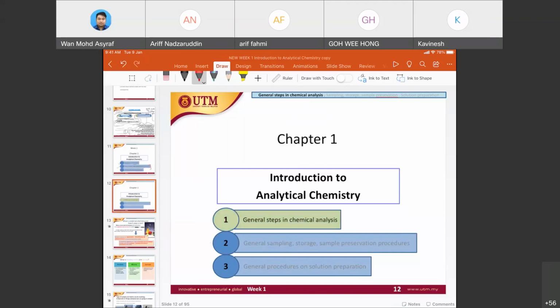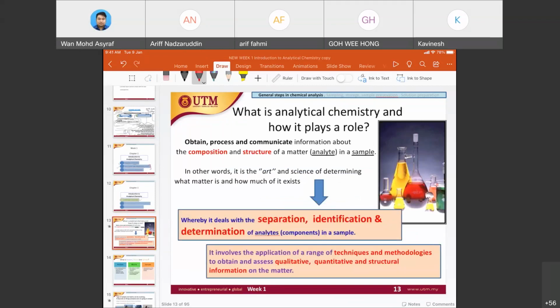The first thing is the general steps in chemical analysis. What is analytical chemistry and how does it play a role? It is to obtain, process, and communicate information about the composition and the structure of the matter, which in this case we call the analyte in a sample. In analytical chemistry, it involves a lot of separation, a lot of identification, and a lot of determination.